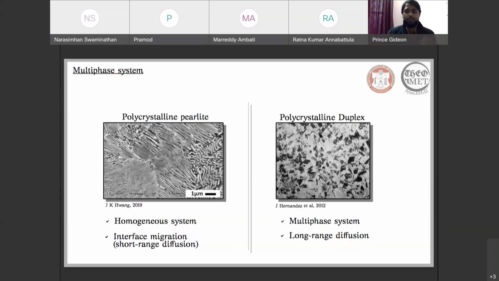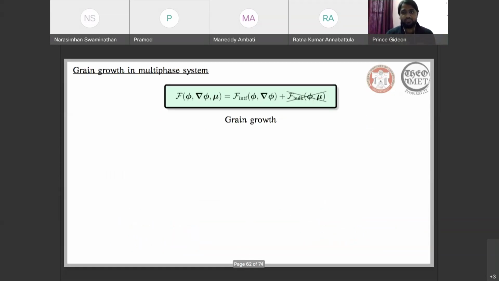distinct. So in conventional cases, when you want to model grain growth with a multi-phase field approach, the bulk contribution is ignored. And it is reasonably done so because the overall grain growth is largely governed by the movement of the interface. It is a curvature-driven process. But when we want to look into the multi-phase polycrystalline system, certain extensions need to be made in this model.